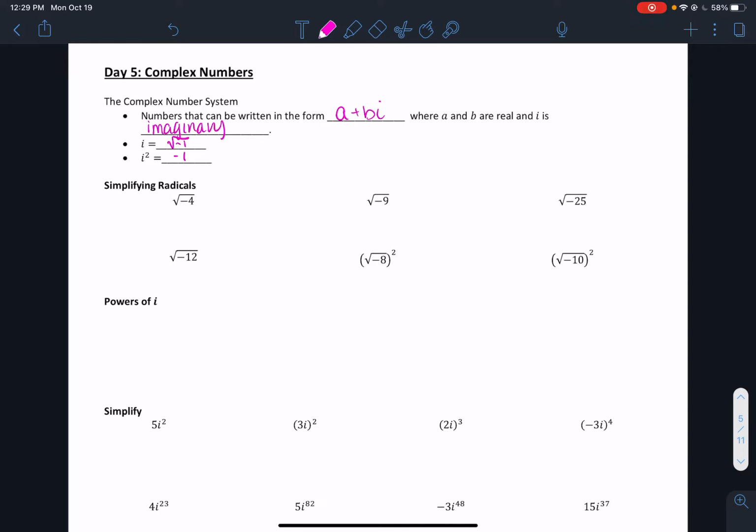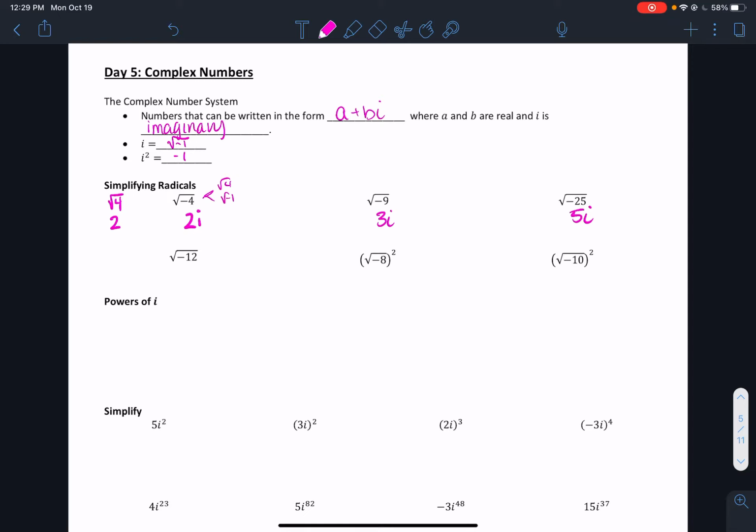So when we're simplifying radicals with this, you know that the square root of 4 is 2. So the square root of -4 is 2i. That negative is just coming out. It's the square root of 4 and the square root of -1, so it's 2i. And then same thing here with 9, that would be 3i, and 5i for -25.